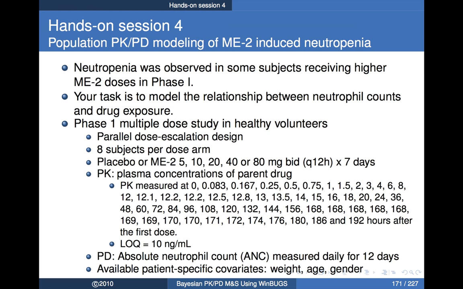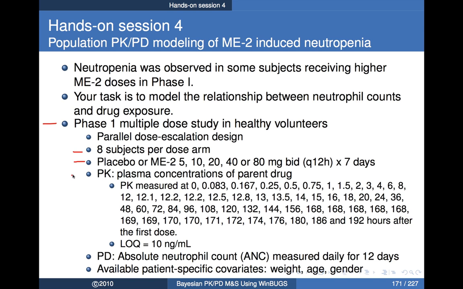We're going to be looking at neutropenia induced by our drug here, ME2, and we're going to focus just on modeling the data from the phase 1 multiple dose study, which was a parallel dose escalation design involving multiple doses of our drug ME2. There were 8 subjects per dose arm, and we have 6 dose arms here, placebo and several doses up to 80 milligrams given twice a day for 7 days.